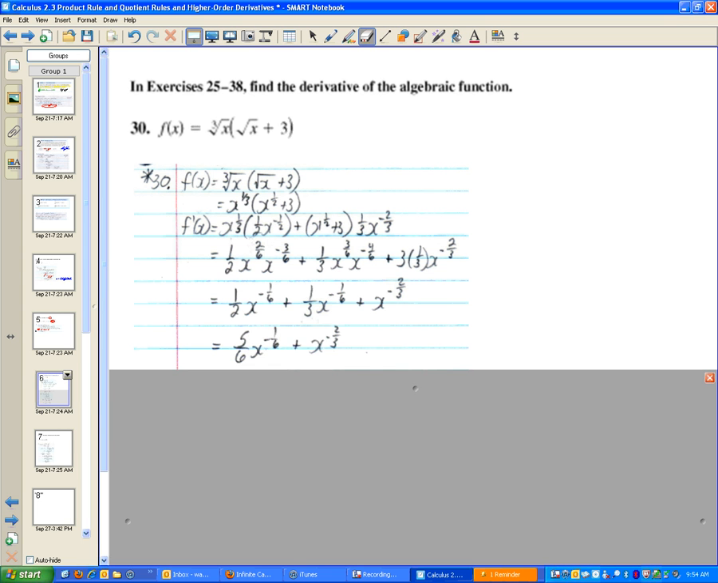All right, so what do we get next? Well, these two terms are actually like terms. So we can combine their coefficients. Now this, let's do in our head. 1/2 plus 1/3, that'd be 3/6 plus 2/6, 5/6, x to the negative 1/6, plus x to the negative 2/3.